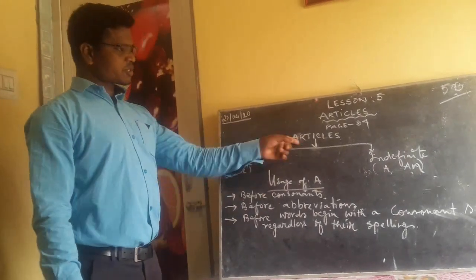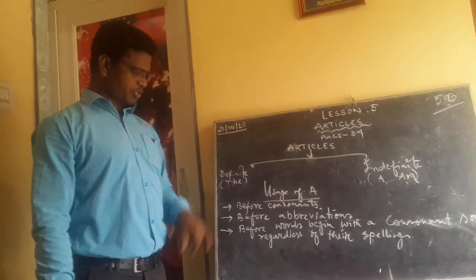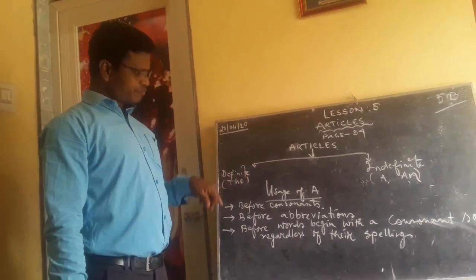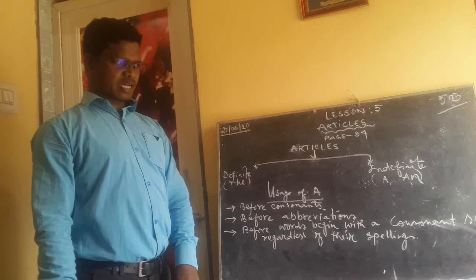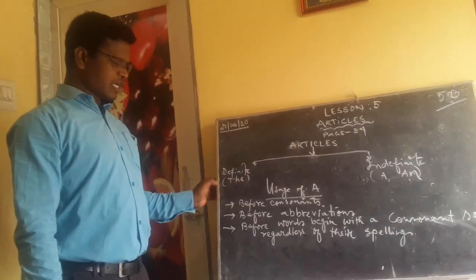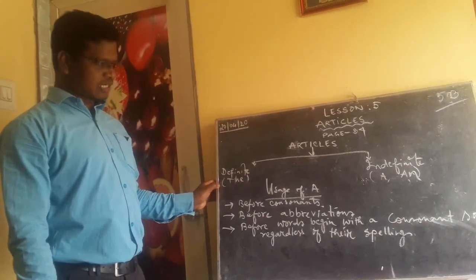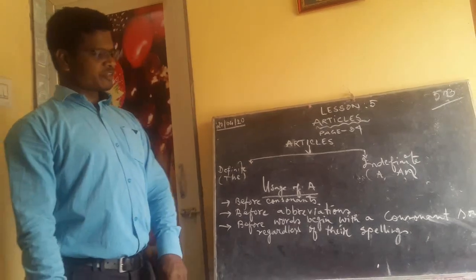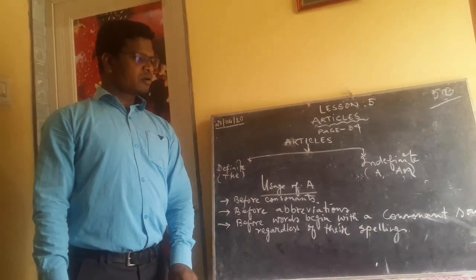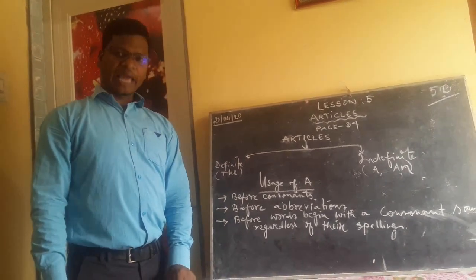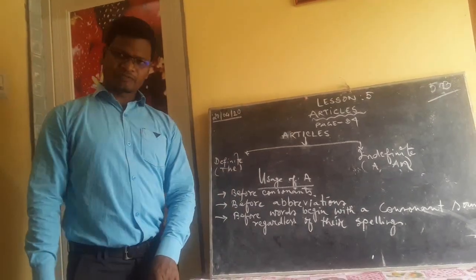Articles, this is divided into two. Here you can see definite, and on the other side indefinite articles. The example of a definite article is "the", and on the other side, the indefinite examples are "a" and "an". These are the examples of indefinite articles.